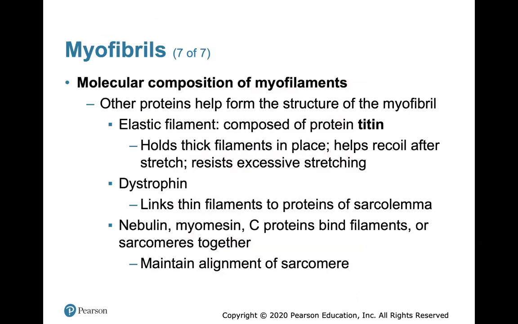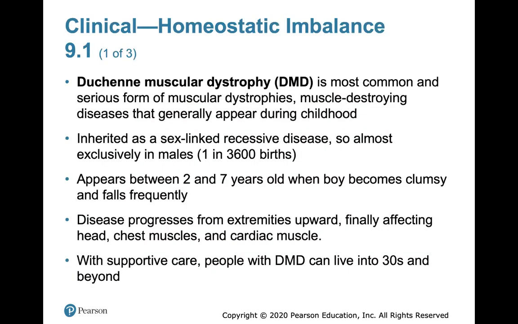This takes you through other proteins that help form the structure of the myofibril. You guys can read through this, but I'm going to kind of pass over it for now. So, not completely important. We do talk a little bit, though, about Duchenne muscular dystrophy. It's the most common and serious form of muscular dystrophies. It's a muscle destroying disease that generally appears during childhood.